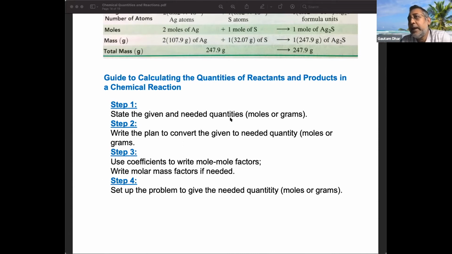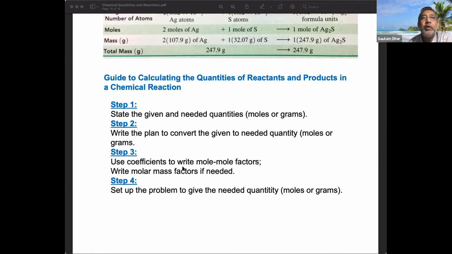So if you are making pancakes and you are given flour, how many cups of flour? And how many pancakes do you need? What are you trying to get to with that flour? It's the same with a chemical reaction. So you are given silver, that's the given quantity, and you know how much is given. And you want to figure out what is needed. So that's the first step: identify what is given and what is needed.